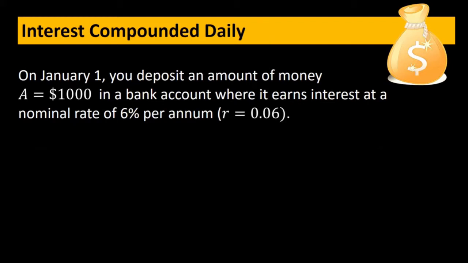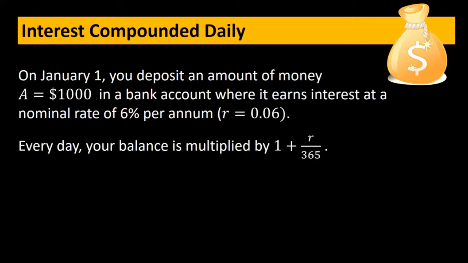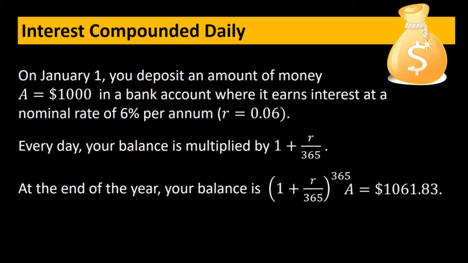Okay, so I'm going to do one more incremental improvement before going for the punchline. This time we're going to compound the interest every day. Every day our balance is multiplied by this factor I'm showing you here. And after 365 days of a year, our year-end balance is $1,061.83, which again is a slight improvement. It's actually 17 cents better than the previous.